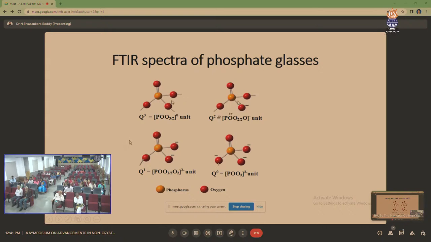These are going to form a chain-like structure. It is like our organic polymers. This Q2 unit is going to give chain-like structures in a phosphate glass, and a Q1 unit participates in small chains. Because of the lack of bridging oxygens, it is going to form very small chains in a phosphate glass, and this one does not participate in a chain structure at all, because there are no bridging oxygens at all. It cannot form polymeric long structures.